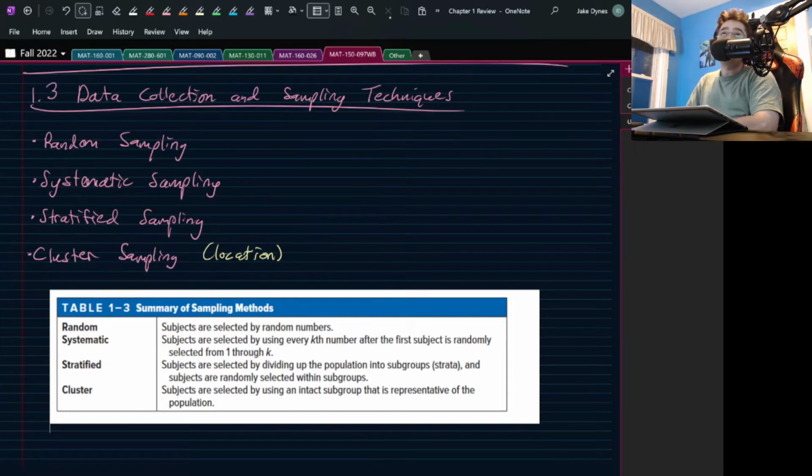So while there might be more freshmen than sophomores, they would select 10 sophomores and 10 seniors. It would always be the same number usually. Or always, I should say. And then cluster: subjects are selected by using an intact subgroup that is representative of the population. Essentially, for that one, think of where they are located. It's always a locational thing.